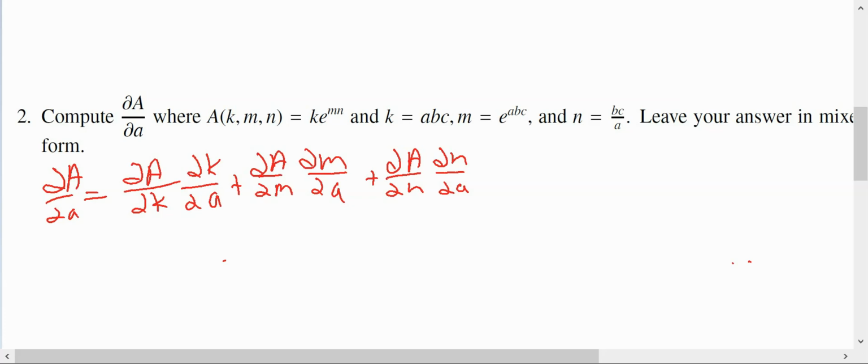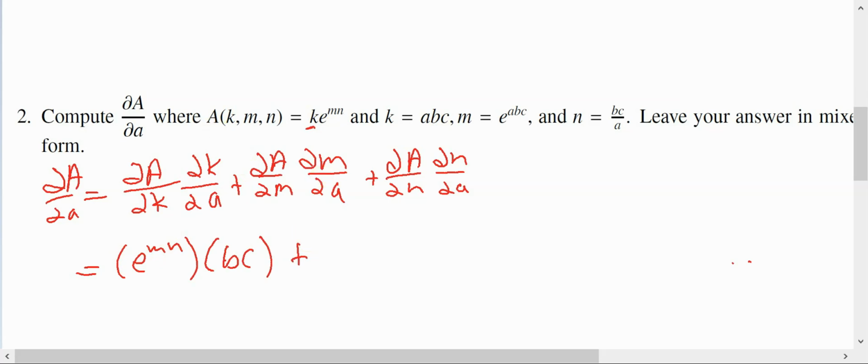So I just go find each of these partials. The partial of A with respect to k is just going to be e to the mn. That's a constant as far as that goes. Derivative of k is 1. Partial of k with respect to a is just going to be bc. Again, b and c are constants, so the partial of a is 1. Next, partial of A with respect to m.